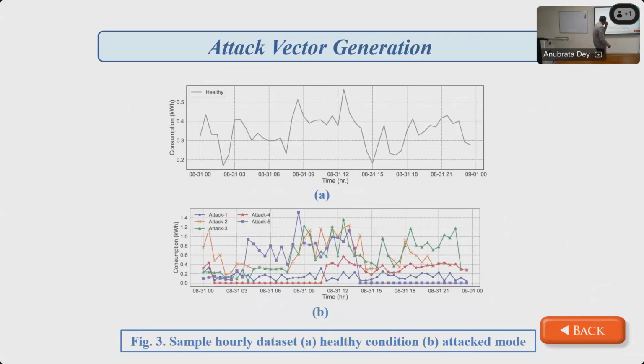And once you do that, it looks like this. This is your healthy data, and this is the data when you have performed the different five types of attacks which I have mentioned. So that you can generate it.